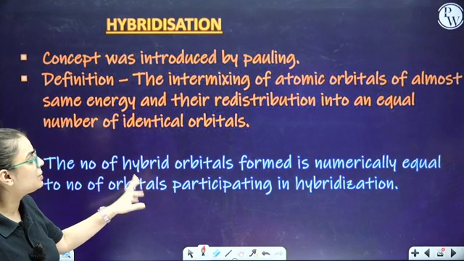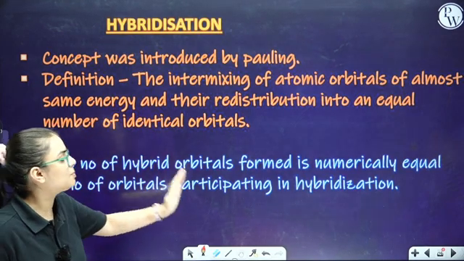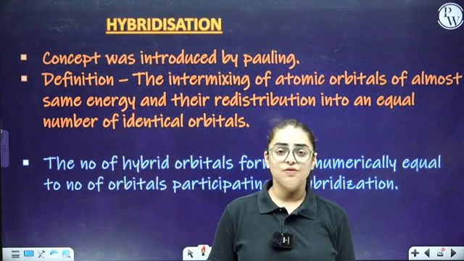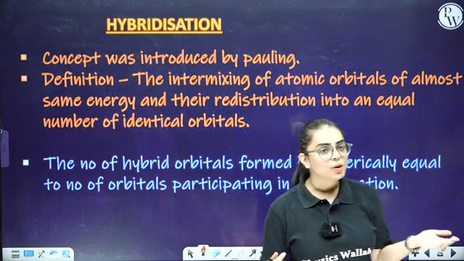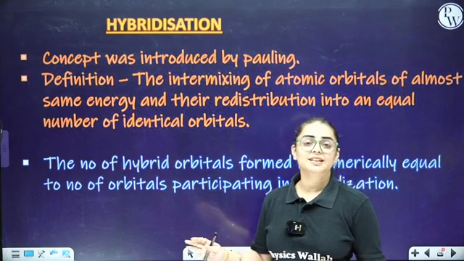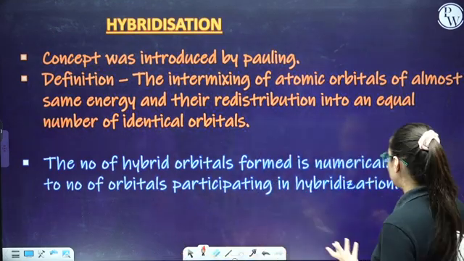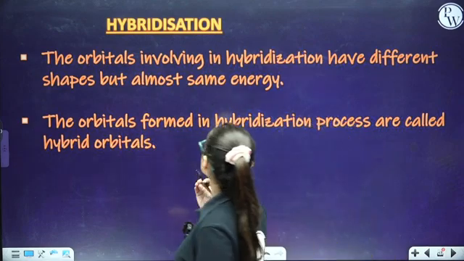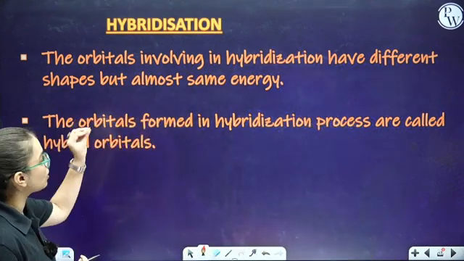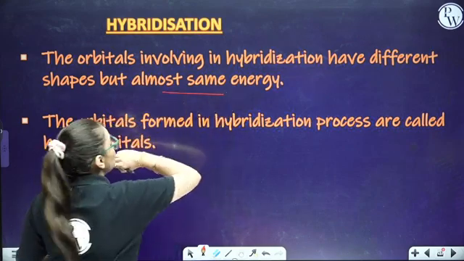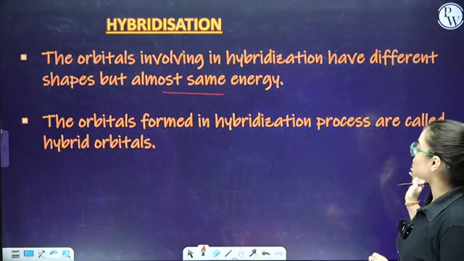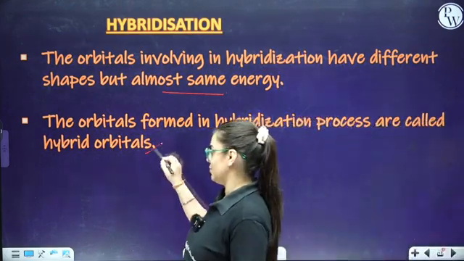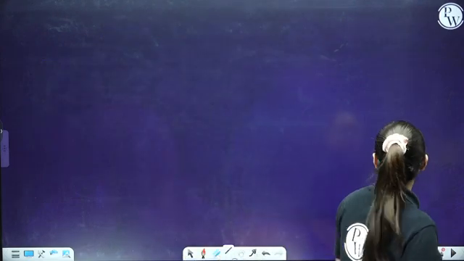Now, the number of hybrid orbitals formed is numerically equal to the number of orbitals participating in hybridization. So, if we have 2 orbitals participating in hybridization, we will get 2 hybrid orbitals. If we have 3 atomic orbitals participating in hybridization, we will attain 3 hybrid orbitals, right? So, this is how it occurs. Next part, the orbitals involved in hybridization have different shapes but almost the same energy. Very important part, students. The orbitals formed in the hybridization process are called hybrid orbitals, which I have already told you. Next, let's discuss an example of hybridization.